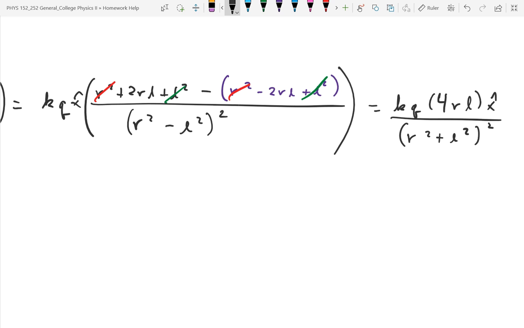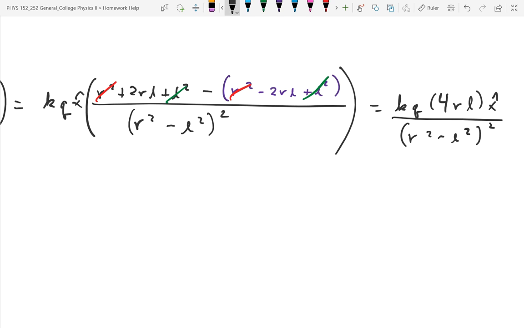If R is much, much greater than L, then R squared plus L squared, that L is insignificant compared to the R. Wait, is that also supposed to be a minus? Yes, it is. Right. Thankfully, it won't make a difference to my next part, but it does make a difference to your answer at this point. So if R is much, much greater than L, then R squared minus L squared is approximately equal to R squared.